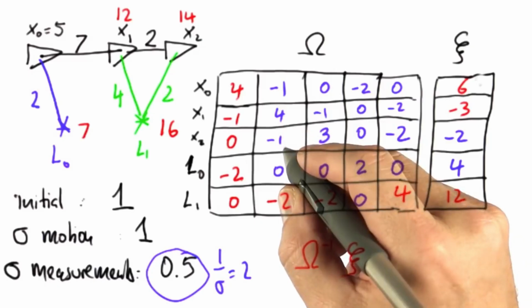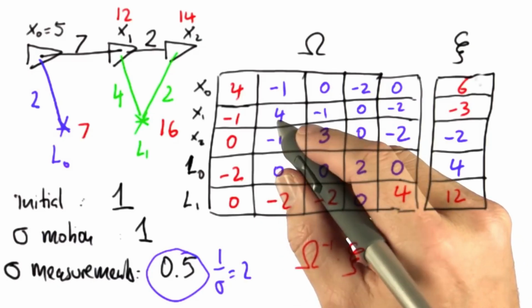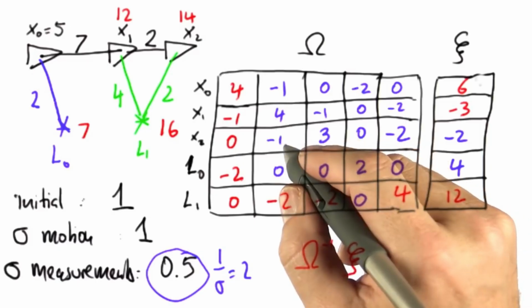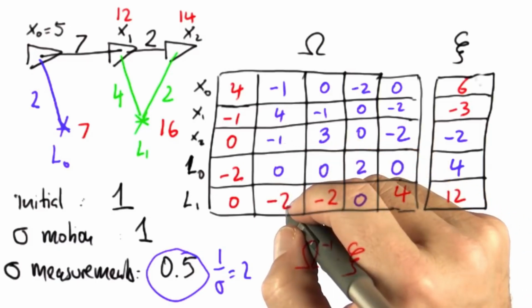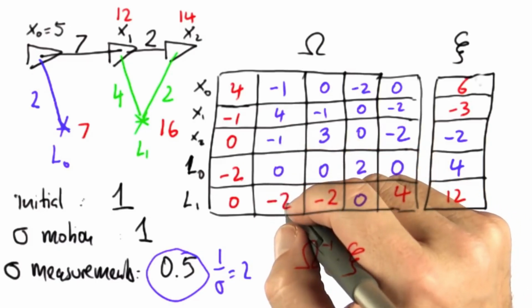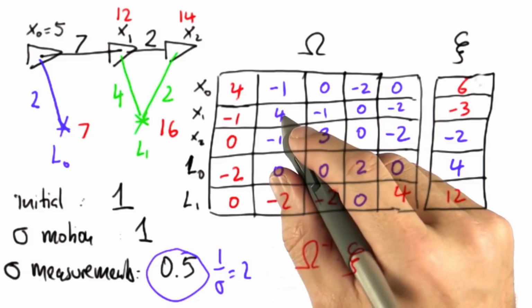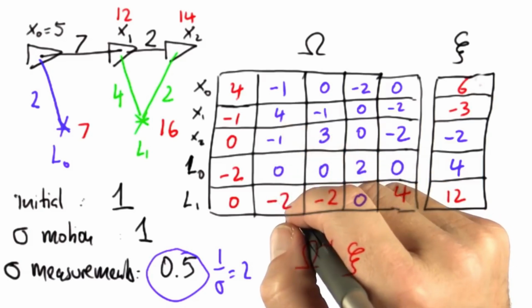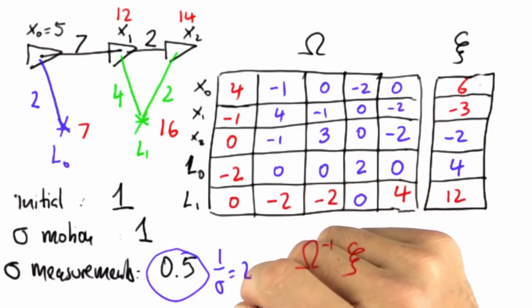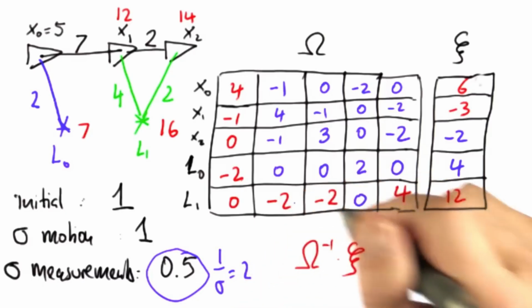Let's pick this off-diagonal element over here. This was only affected when moving from x1 to x2, and it was a minus 1. This element over here was affected when we sensed L1 from x1. And again, the off-diagonal element is negative, so we added a minus 2 over here. It's quite involved, as you can see.